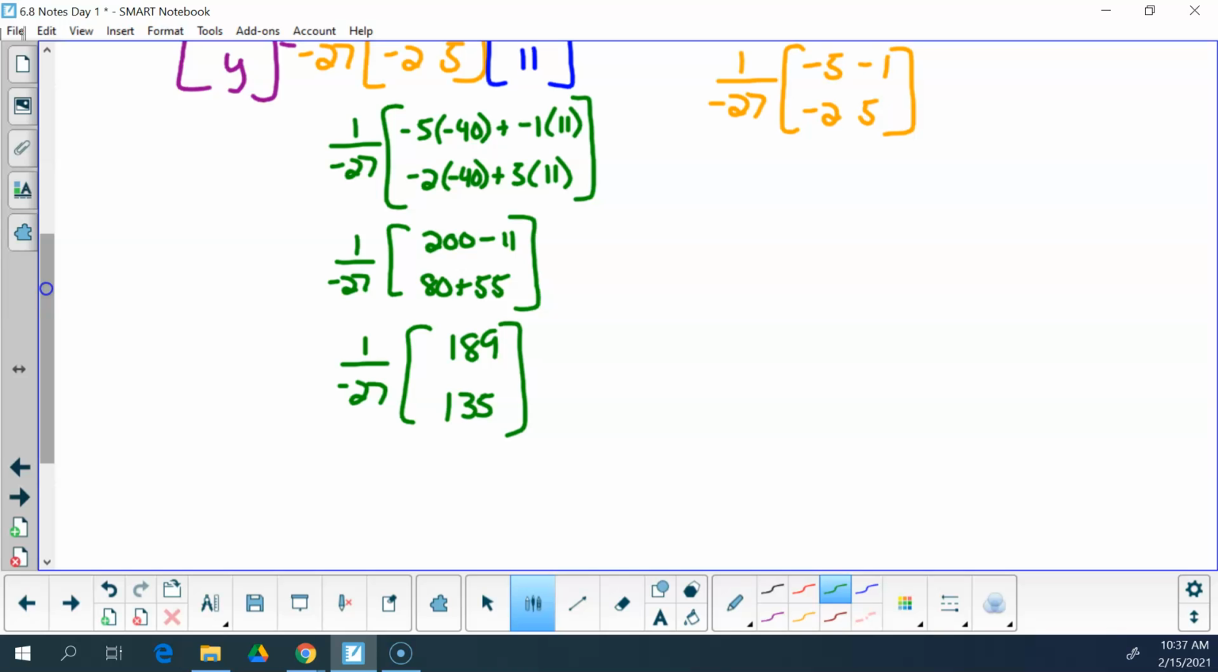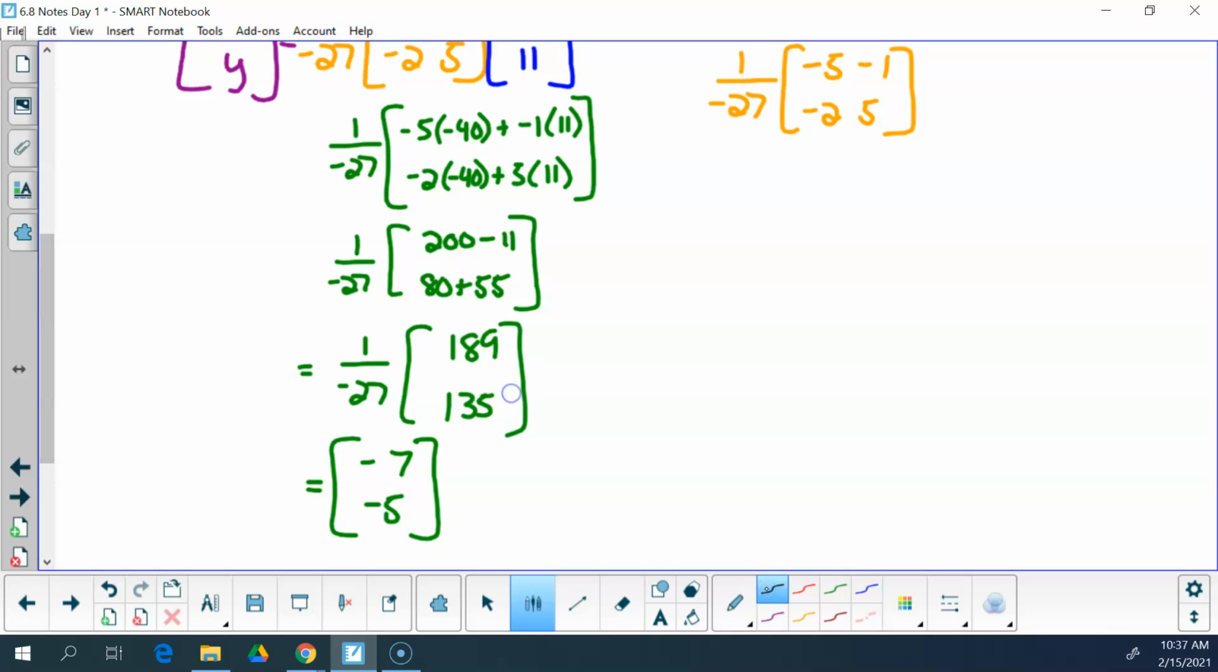Let's see, 189 is 7. Yep. And 5. Oh, negative. I put the negative in there. Yep. Okay.